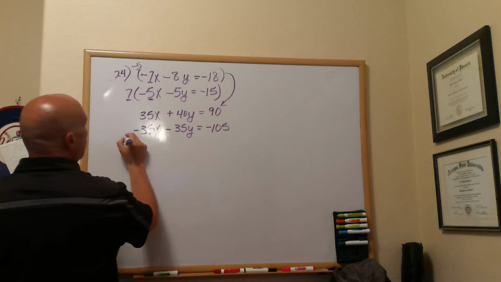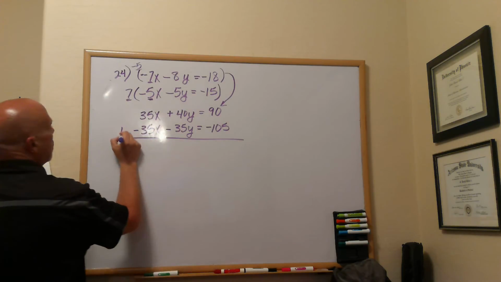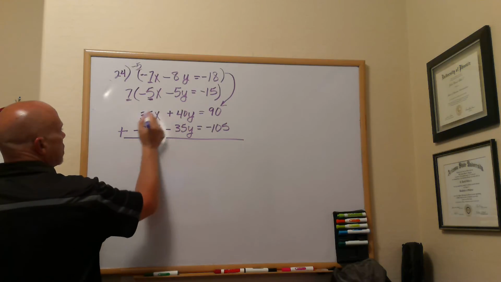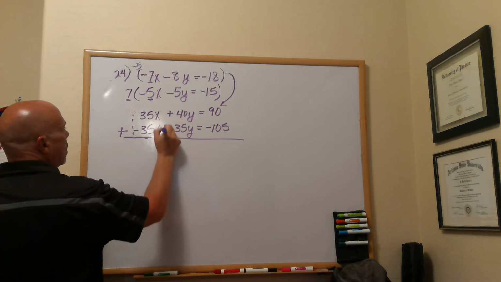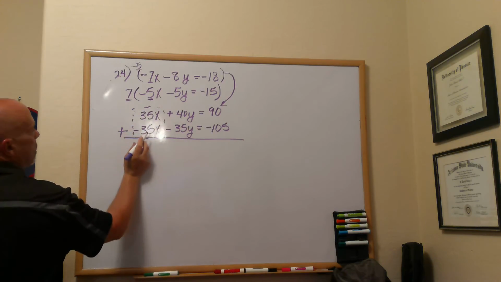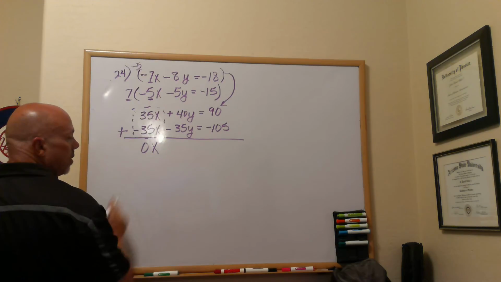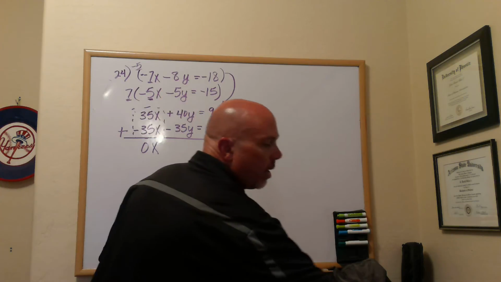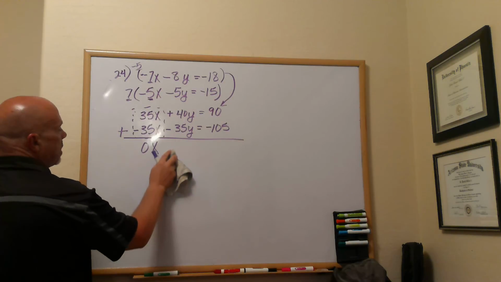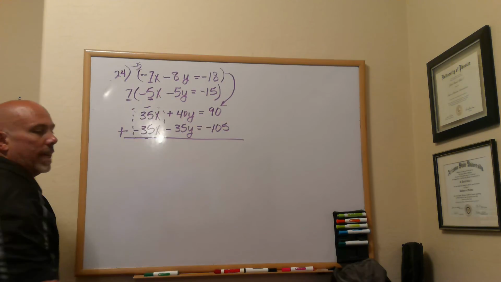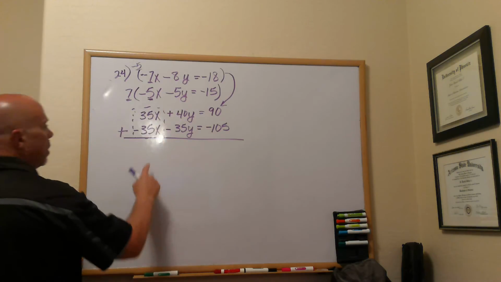Okay, so with that, I'm going to add my two equations together. As I can see, I just created this scenario where now I have opposites. I have a positive 35x and a negative 35x. So when I add them together, I get 0x. And as we talked about in class, once we get to big kid math, we don't even write that term anymore because there's 0 of them.